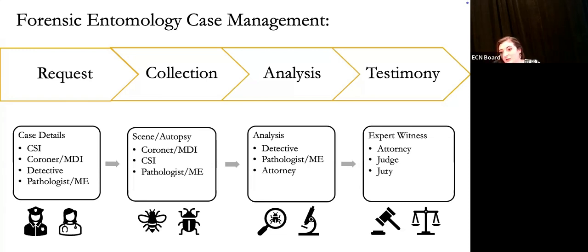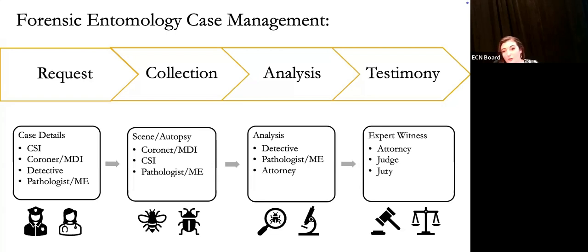If I can attend the scene or the autopsy or both, that's preferred for us because as entomologists, we know what we're looking for, and we like to make sure that we're not missing any really crucial evidence. And so at the scene and autopsy, I work with another set of people, again, that do not have an entomology background.